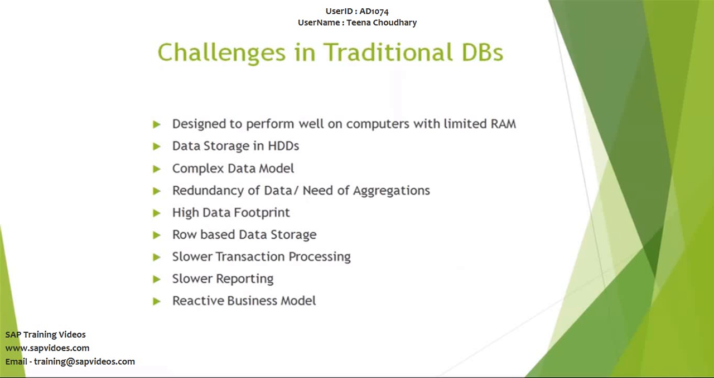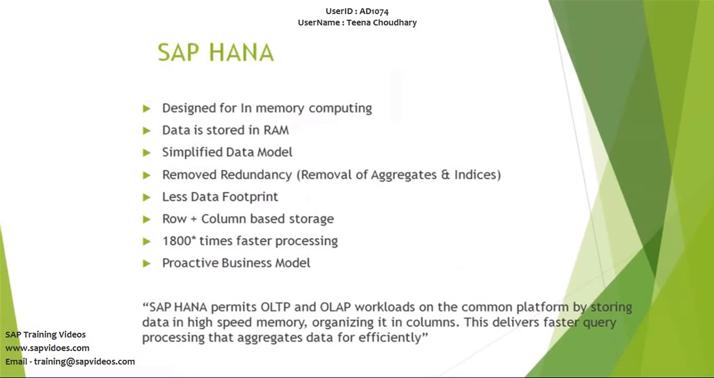So these are all the challenges, but what we need are the solutions. So these are the solutions. SAP HANA in short is a solution to all these challenges. SAP HANA stores the data in memory. In memory means in RAM. And that is the reason why it is called an in-memory database or in-memory platform, because it is storing the data in the RAM.